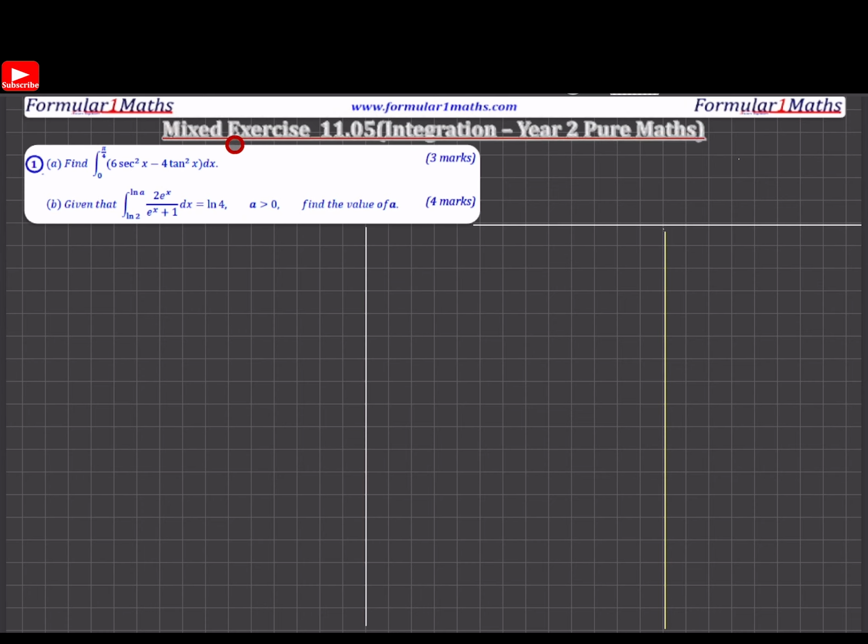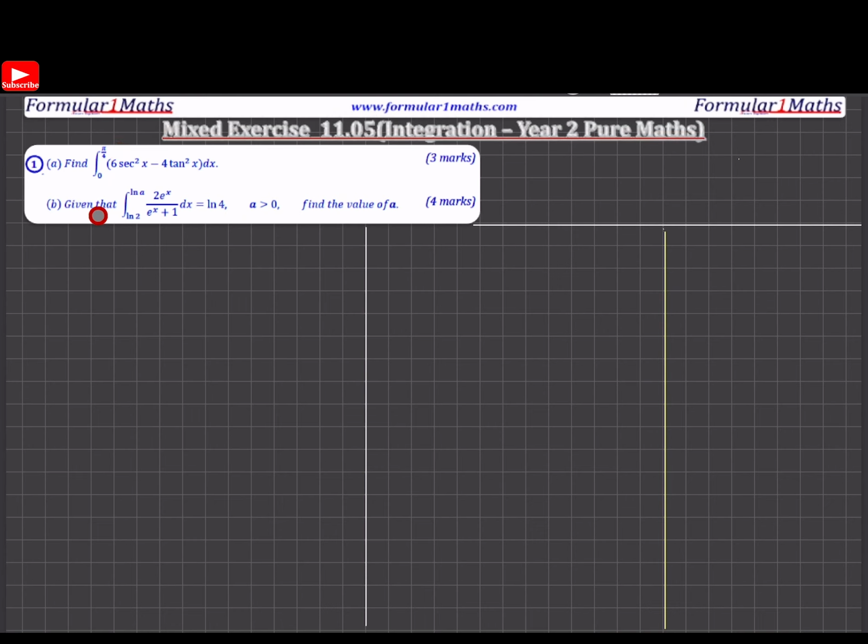This is exercise 11.05 on integration, A-level pure maths, year 2. We've got 3 questions. Question 1. A. Find the integral of 6 sec squared x minus 4 tan squared x with respect to x between the limits 0 to pi over 4.